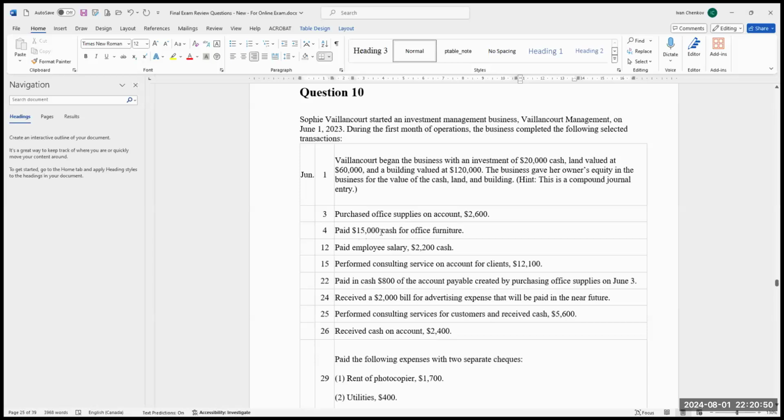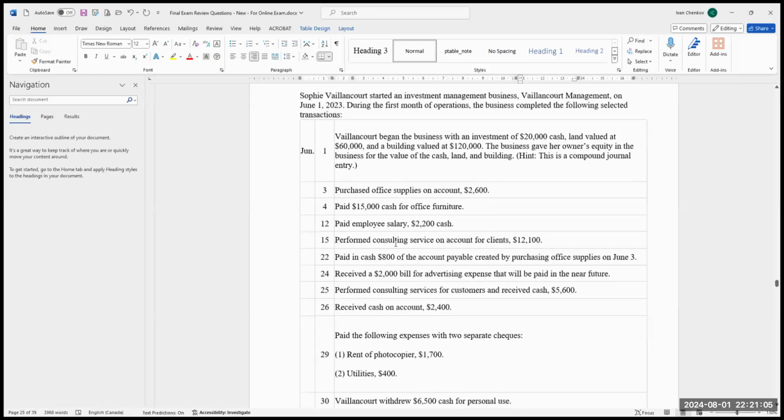Paid 15,000 cash for the office furniture. Debit office furniture, credit cash for the office furniture purchase. Paid employee salary. Debit salary expenses, credit cash. Perform consulting services on account for client.